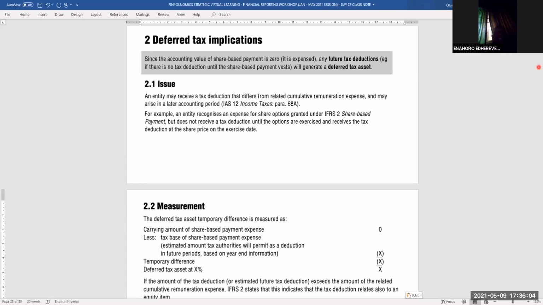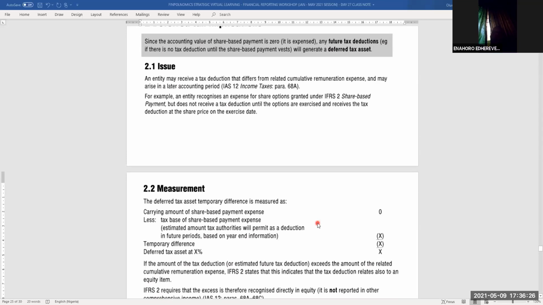Issue. An entity may receive a tax deduction that differs from related cumulative remuneration expense and may arise in a later accounting period, IAS 12 Income Tax paragraph 68A. For example, an entity recognizes an expense for share options granted under IFRS 2 share-based payment, but does not receive a tax deduction until the options are exercised and receive the share price on the exercise date.